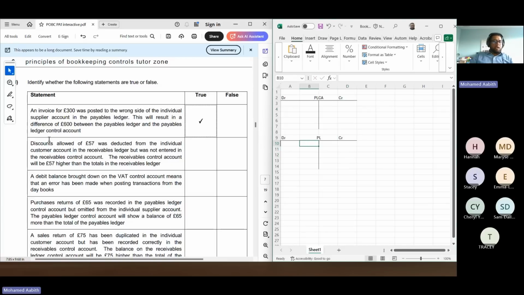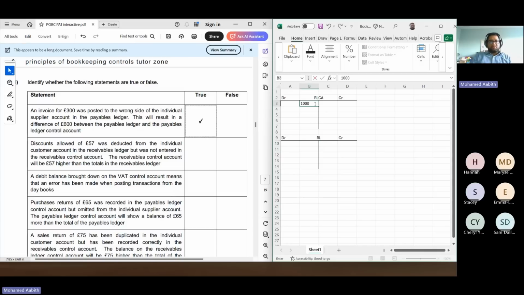Now let's look at the next one. Discount allowed of £57 was deducted from the individual customer account in the receivable ledger, but was not entered in the receivable ledger control account. The receivable ledger control account will be £57 higher in total than the receivable ledger. Let's prove it again. So this is going to be the receivable ledger control account, and this is the receivable ledger. This time we start with a £1,000 balance on both of those accounts.